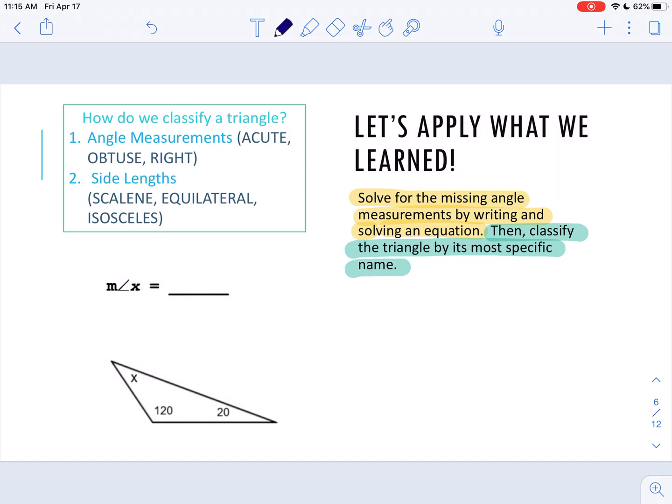So I notice here that on my picture I have angle x. We know a variable represents a number. So in this example here, we do not know the value for the measurement of angle x. In order to solve for angle x, we want to use what we know about the number of degrees inside of a triangle.